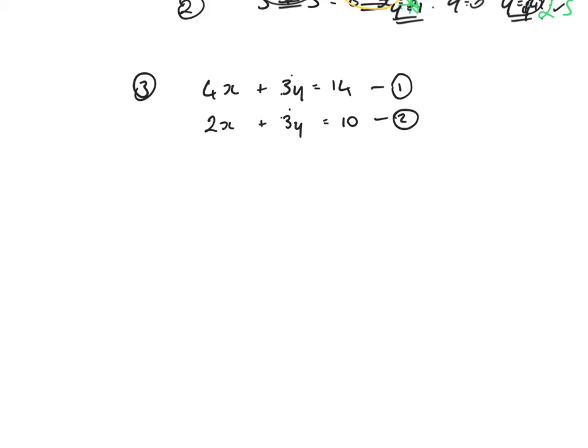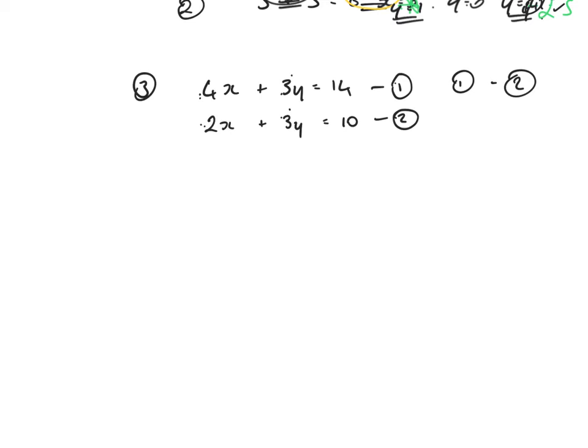I would eliminate it by taking one of the equations away. So let's do equation 1, take away equation 2. Now I could do equation 2, take away equation 1. If I did that, I would have 2x take away 4x is minus 2x, which is fine. But if I do 1 take away 2, I'll get 4x take away 2x, which is 2x, which is maybe slightly easier, but it doesn't really matter. So I'm going for equation 1, take away equation 2.